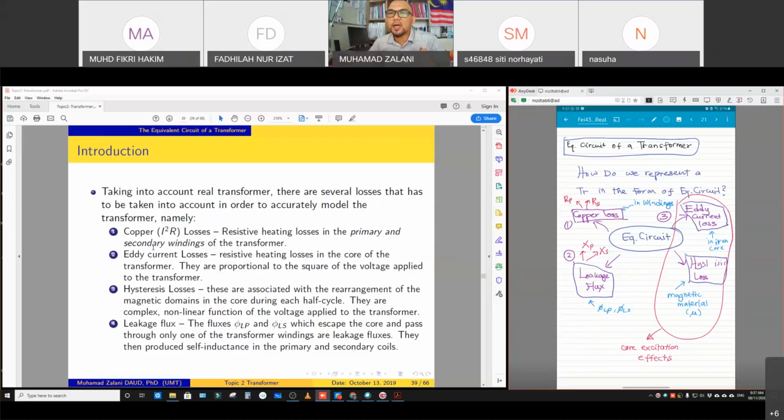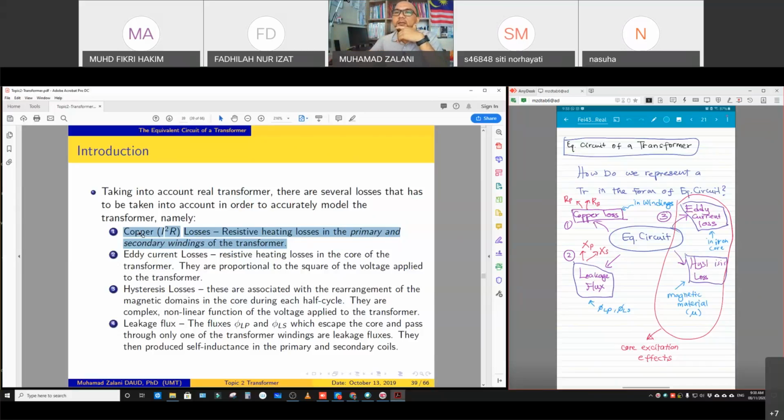So we take into account the first one, which is copper loss. What is copper loss? It is actually the normal resistive loss, which is I squared R. So this is resistive heating losses in the primary and secondary winding of the transformer. Because the wire is made of copper, we do the windings at the primary side and the secondary side. There will be some losses inside the copper wire. This is what we call copper loss. That will cause some sort of heating inside the transformer.